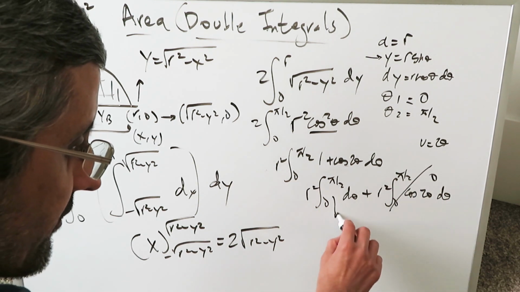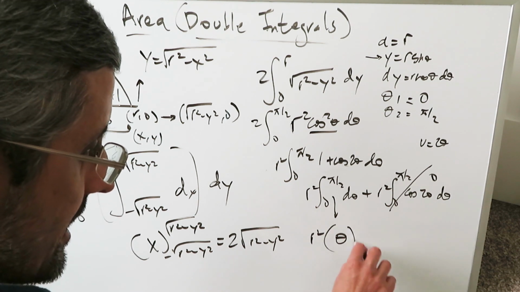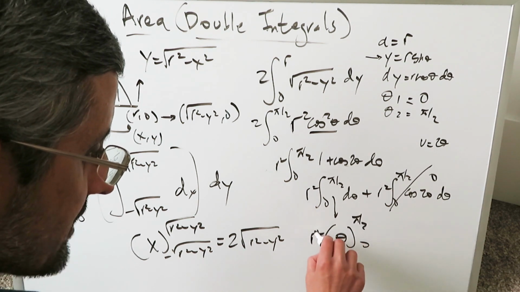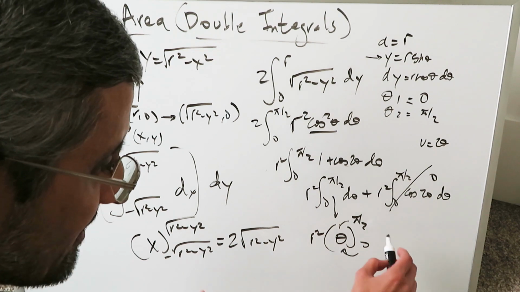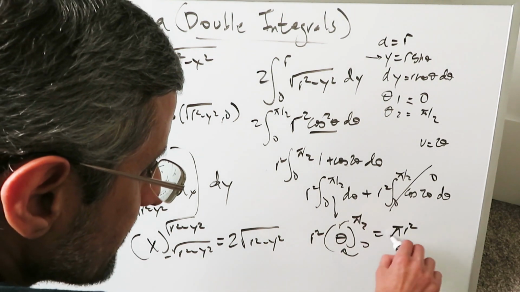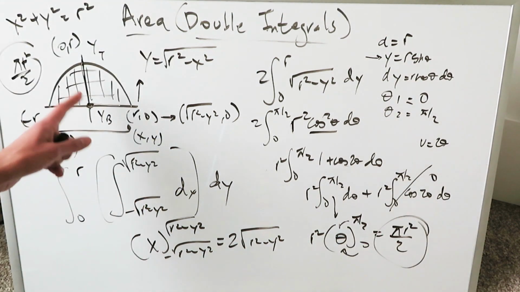The antiderivative coming from here is a theta. You have an r squared, and then you have pi over 2 and 0. You can just put the upper limit, and then the lower limit is irrelevant. You will have pi r squared over 2, which is just what we wanted, the area of this, and it's good.